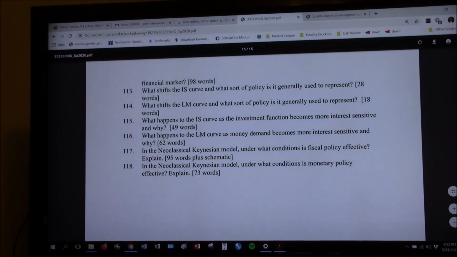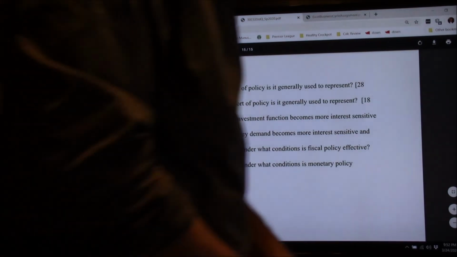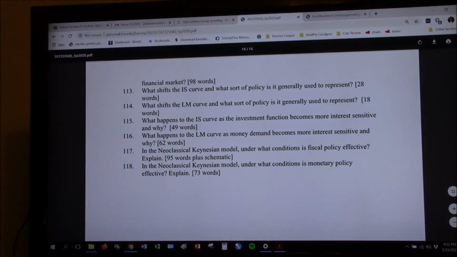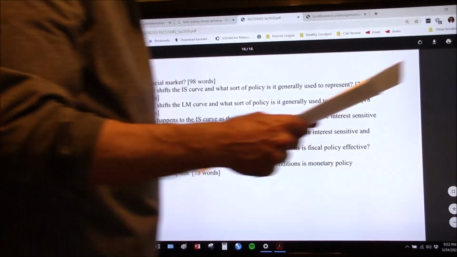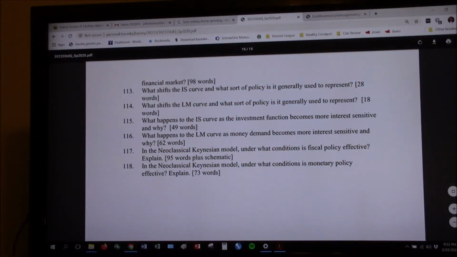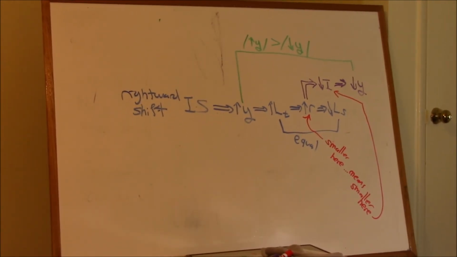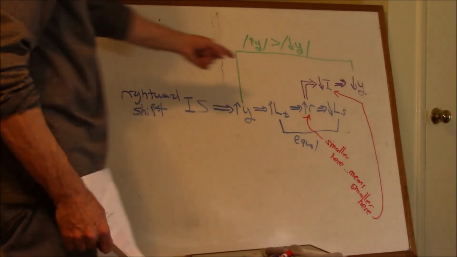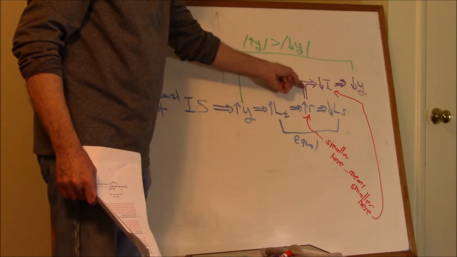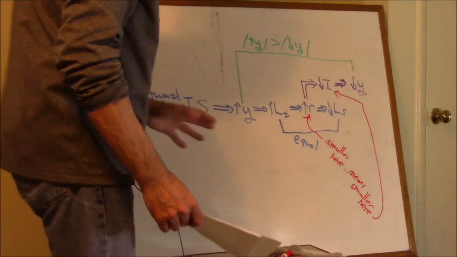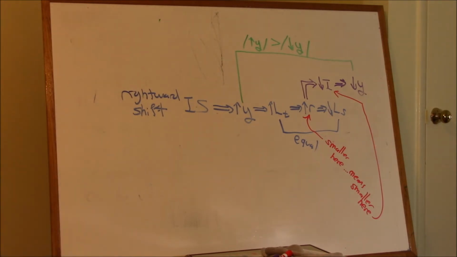Well, it's effective when the LM curve is flatter. And why? Because interest rates won't go up as much. When the LM curve is flatter, the interest rate doesn't go up as much, so the negative feedback at the end doesn't have as big an effect of swamping the positive impact of the government spending.